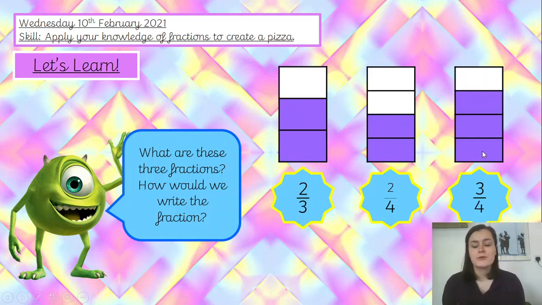And here we've got 3 quarters shaded, haven't we? Because it's been split into 4, 3 of them are purple, so our numerator will be 3 quarters. Well done if you got them, give yourselves a tick or a pat on the back.